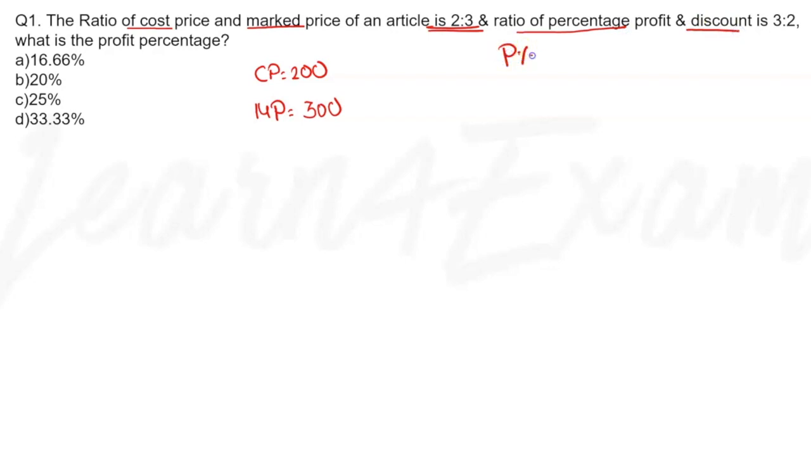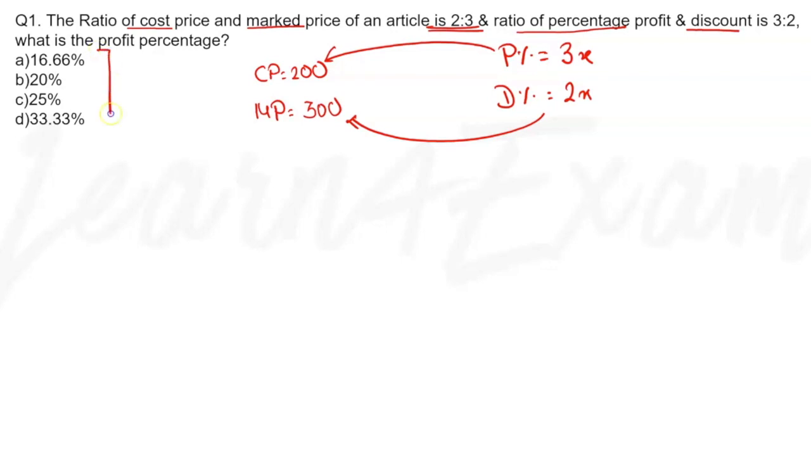Okay, so profit percentage is, let's say, 3x and discount percentage would be equal to 2x. Now here the discount is calculated on market price and the profit is calculated on cost price. So a better way out to do this question is, why not use the options and see? Why not use option B and C, because they're better looking options right away.